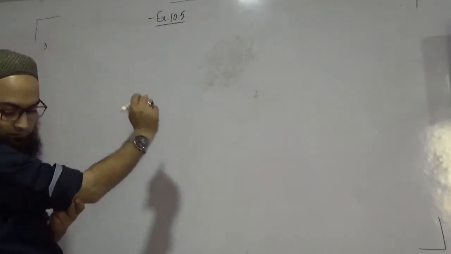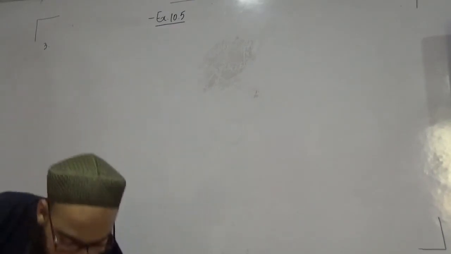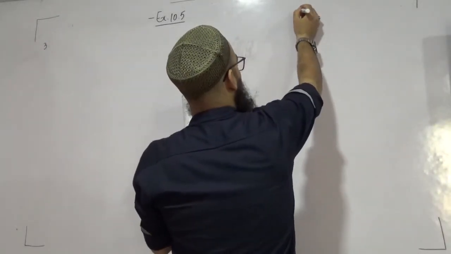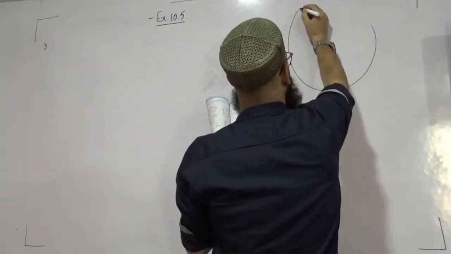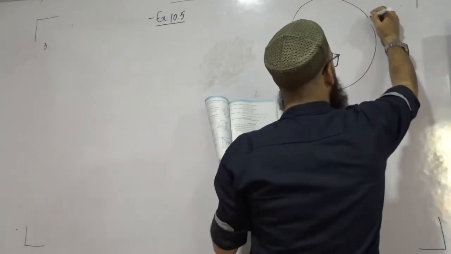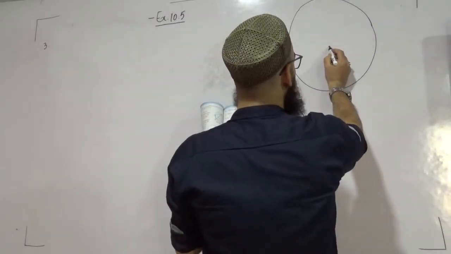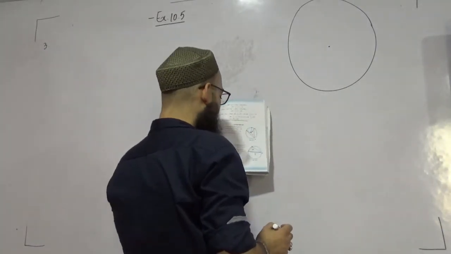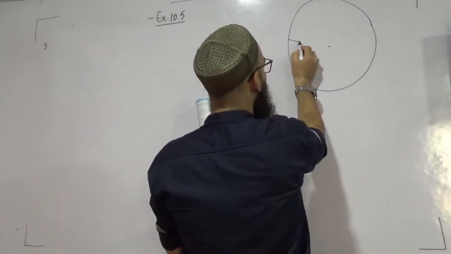Let's have the next question. Question number 3. It says in the figure angle PQR is equal to 100 degrees. I'll make a figure. This is center O. PQR is equal to 100 degrees. PQR, so it's something like this.